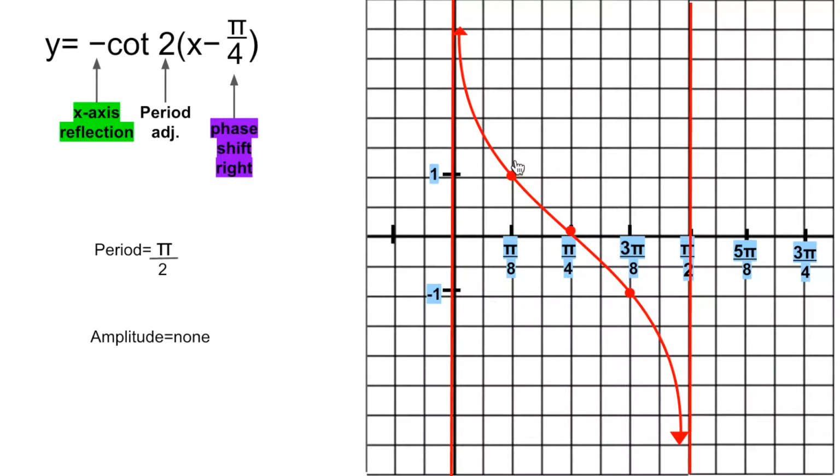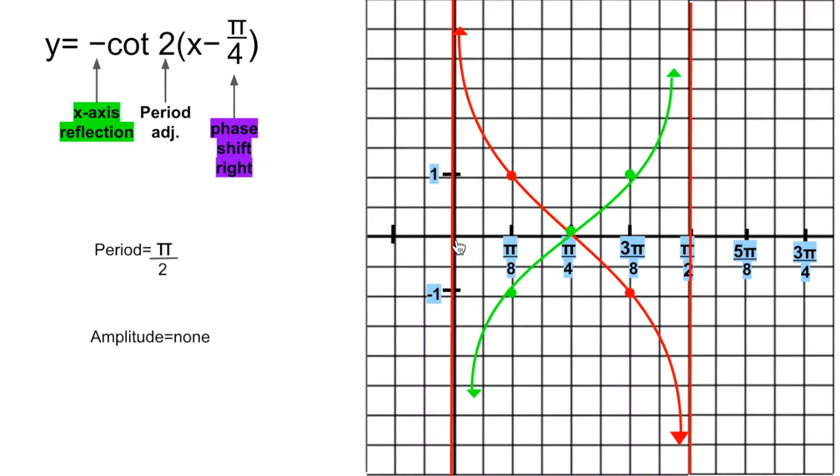The dot at 1 goes down here to negative 1. The dot here stays the same, and the dot here goes up to 1. And we draw in our curve, and the asymptotes stay the same. Now for the phase shift right, pi over 4, because phase shift is always last.